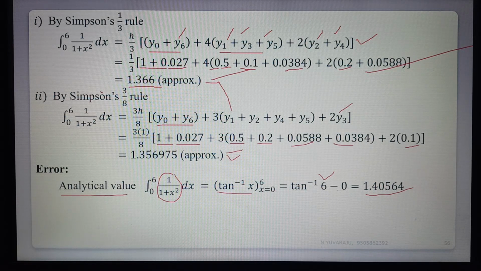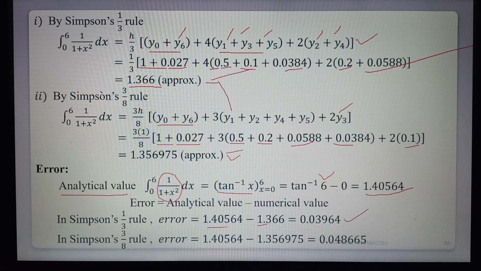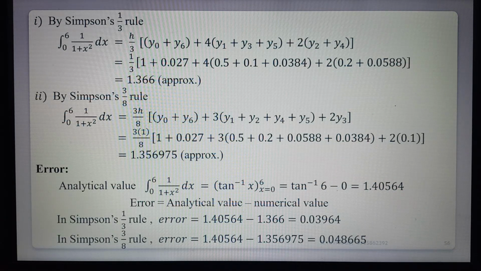Now finding the error. Error means the analytical value minus the numerical value for both formulas. In Simpson's 1/3 rule, the error is the analytical value minus the numerical value, which is 0.03964. Next, for Simpson's 3/8 rule, the error is the analytical value minus the numerical value, which is 0.048665. So this is the error. Okay, understood? So next one.